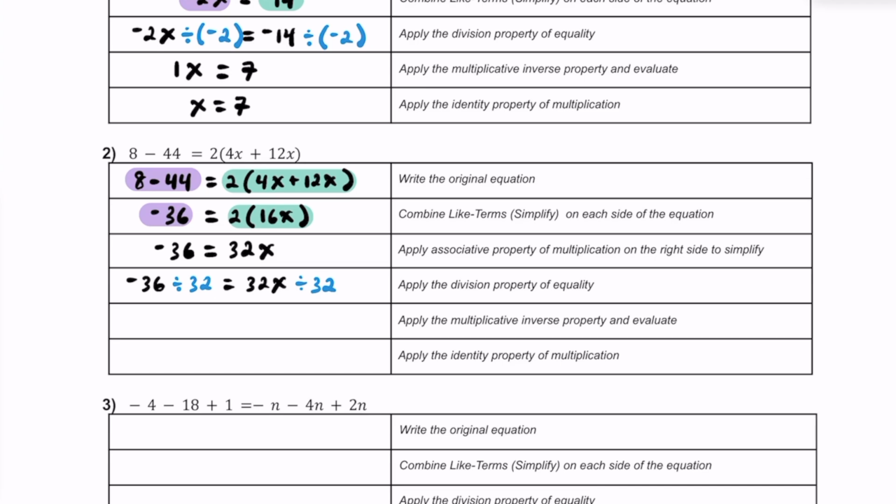Okay, so on the left side here, we have negative 36 over 32. You could do the long division, but you can also think of negative 36 over 32 as a fraction like this. You can divide top and bottom both by 4. If you divide by 4, you're going to end up with negative 9 over 8.